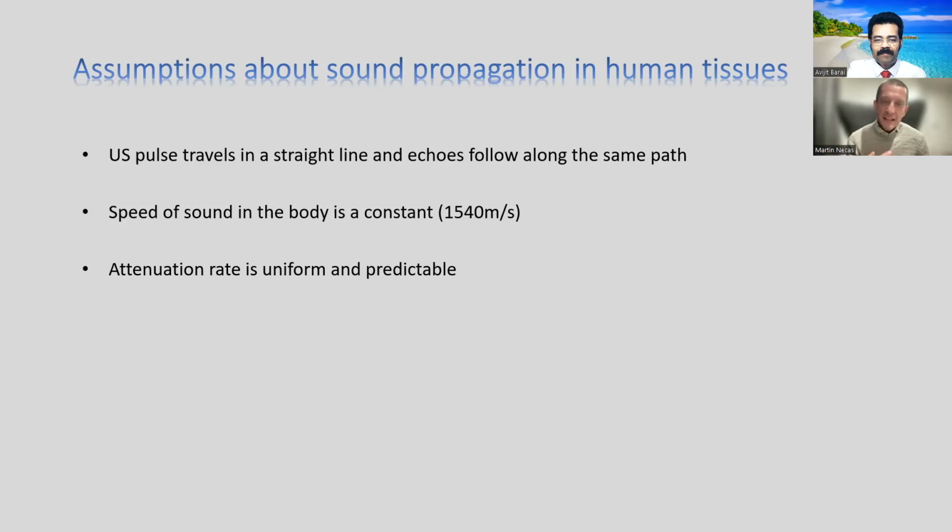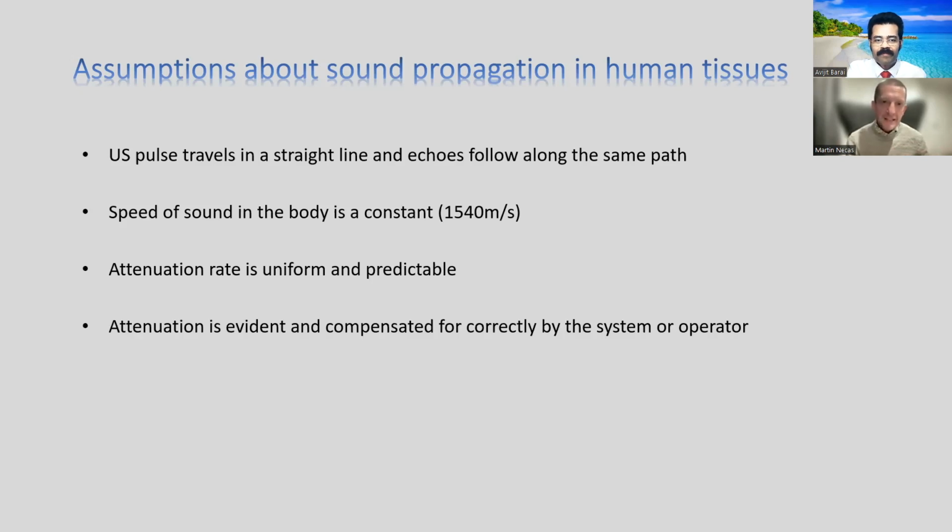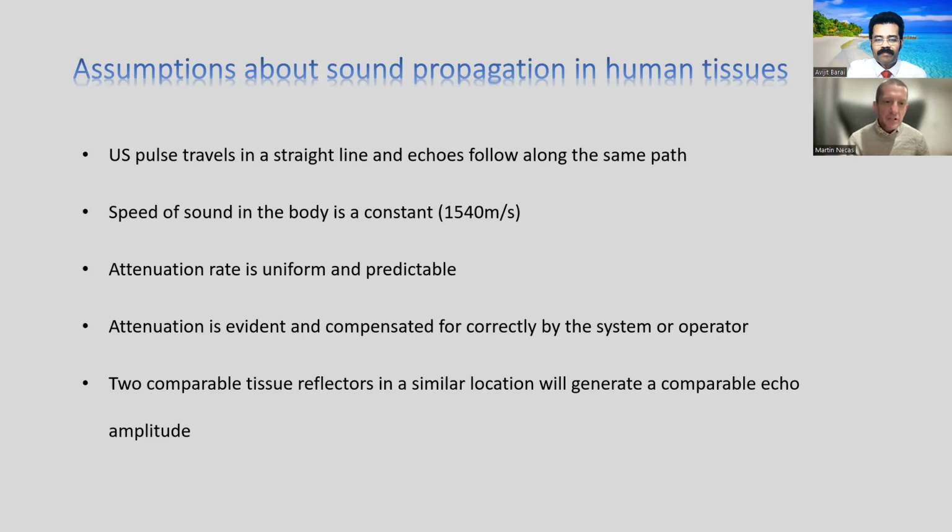Another assumption is that the attenuation rate, the loss of intensity, is gradual and predictable. However, that is not the case. There may be many situations where tissues attenuate more or less, depending on pathology or even just normal anatomy. The assumption that attenuation is obvious to the operator and is correctly compensated by the operator or the system is also frequently breached. And that two comparable tissue reflectors of similar location will generate similar echoes is definitely not true. Ultrasound is, for example, angle dependent. So the same echo at certain locations will look different depending on the angle of insonation.